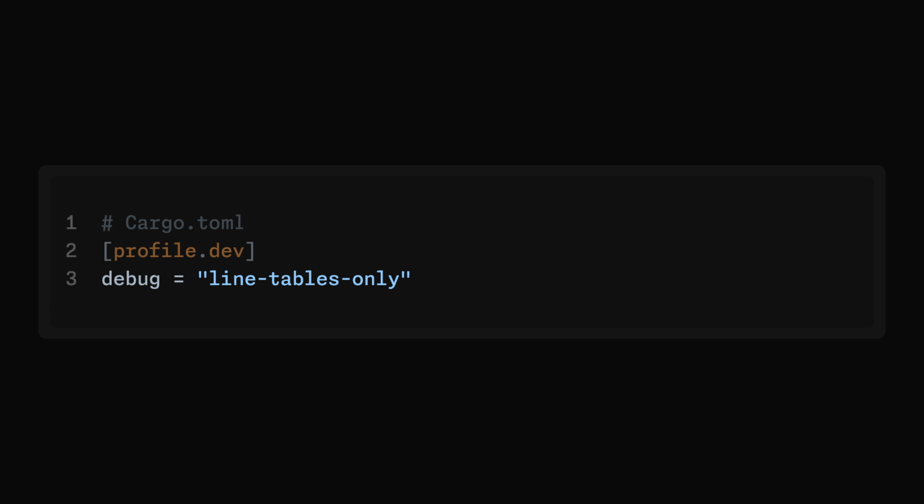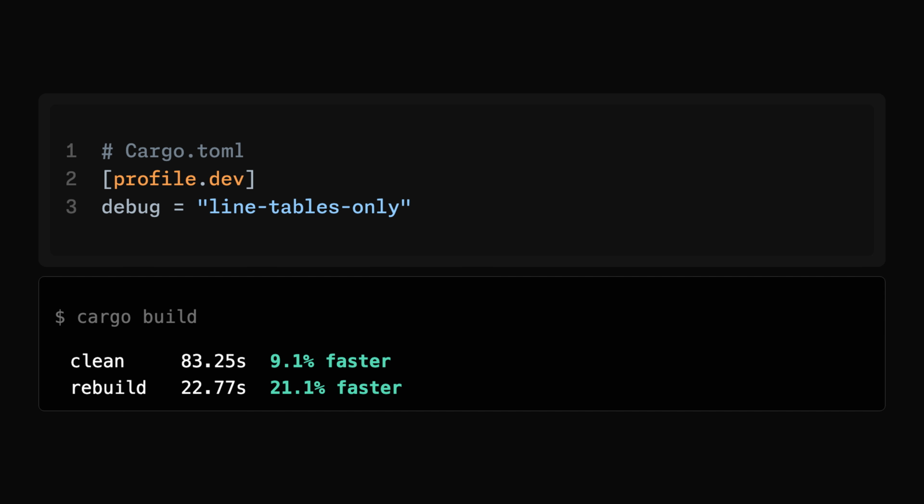So we can update our debug setting to line tables only. Line tables only keeps only the file names and the line numbers. This debug setting will still show the line number that panicked, which is usually enough information for debugging. We run it, and this one optimization reduces compile times by about 9% on the clean build and about 21% on a rebuild. The best part is it's a very easy change to make.